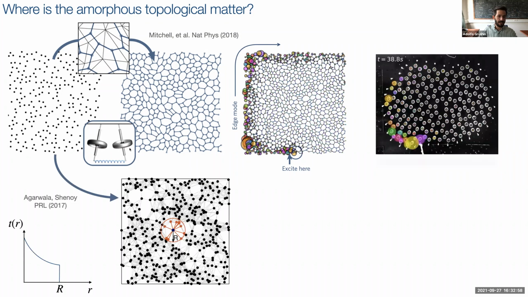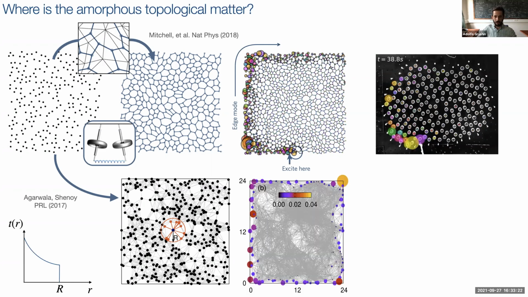And more or less at the same time, although this is not very fair because one was published at the beginning of 2018, the other at the end of 2017, another, theory-only paper showed as a proof of principle that if you take a random set of points and you couple points up to a radius r with some decaying function, you also get edge states. So both of these papers basically show that you can have topological phases in amorphous systems. Those are, as far as I know, the first papers.